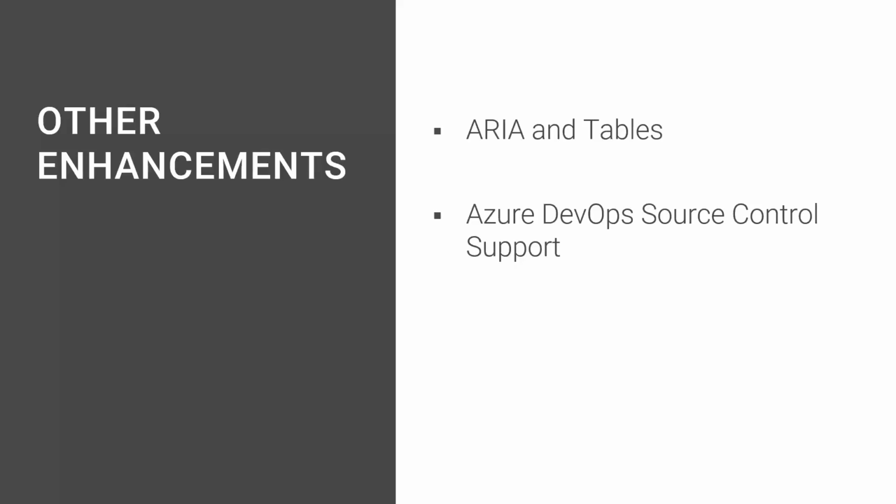We also made some other enhancements to Flare 2020 R2. Flare now adds accessible rich internet application or ARIA attributes to new tables automatically. This helps to make tables more accessible in HTML5 outputs by letting users know where the cursor is located in the table. We also added Flare support for Azure DevOps source control.